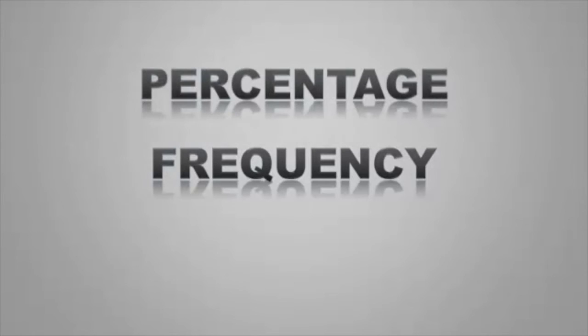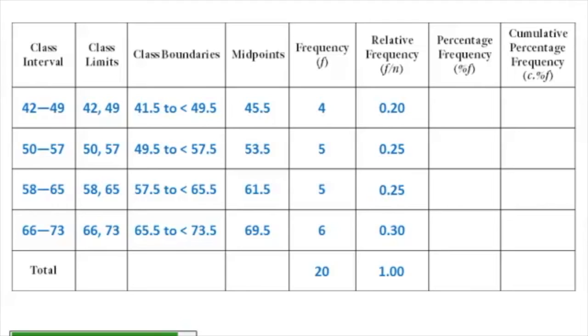Now on to percentage frequency. If you already have the values for relative frequency, then the easiest way to calculate percentage frequency is just to multiply the relative frequency by 100. If you haven't already calculated the relative frequency, then to calculate percentage frequency, you just follow the procedure for relative frequency and multiply by 100.